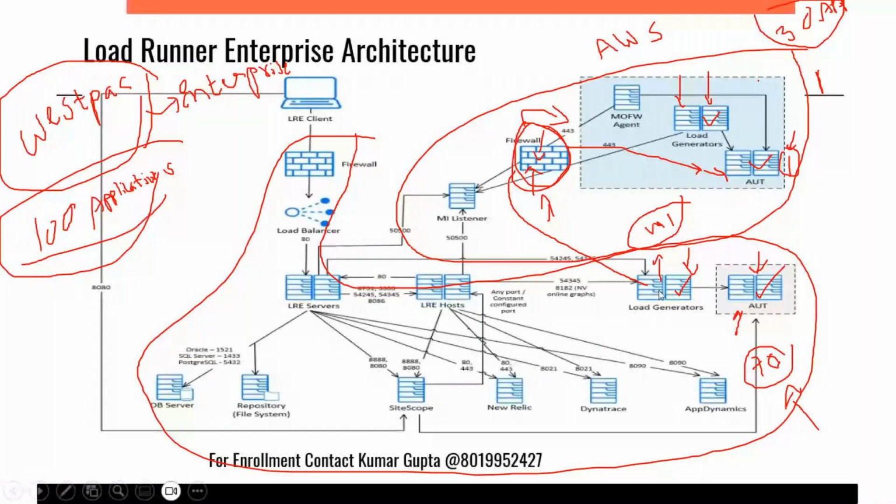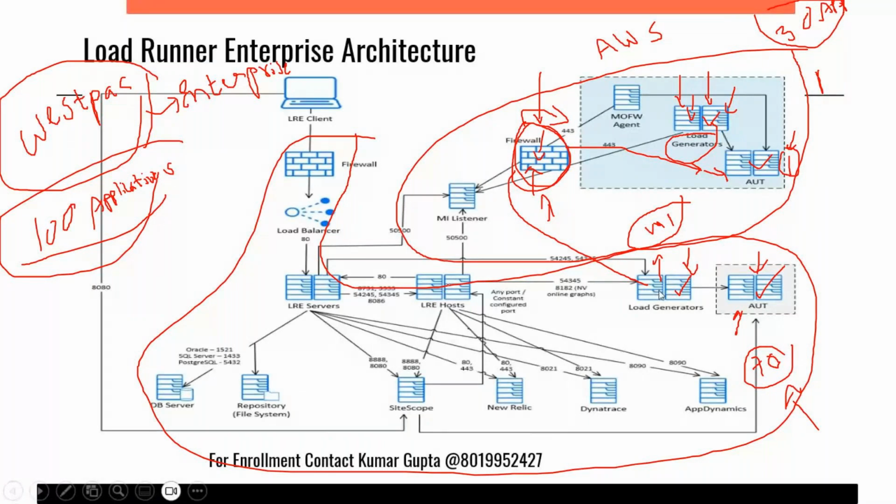Here I'm showcasing only one LG, but in the real world you can have multiple LGs as they are showing here. These LGs are for the performance testing of this application, one or two or whatever it is. Once this firewall comes into the picture, the LGs have to send the results back to the controller, or the controller needs to send the scripts to the LG.